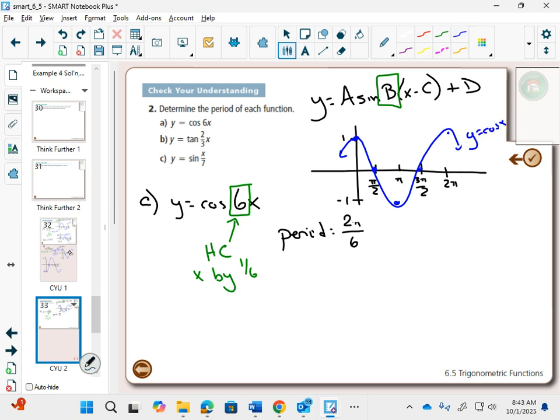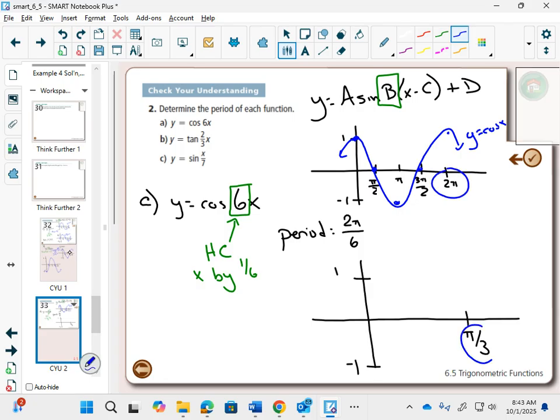What's going to happen when we go to graph it? We already know our amplitude stayed the same, so it's still going to have 1 and minus 1. But now our period is 2 pi over 6. So on my axes, I'm going to make a mark, and that reduces to pi over 3. Instead of starting by marking 2 pi, I'm starting by marking pi over 3, because that's my new period. And I divide that into 4 equal sections. So a little bit of mental math to do here.